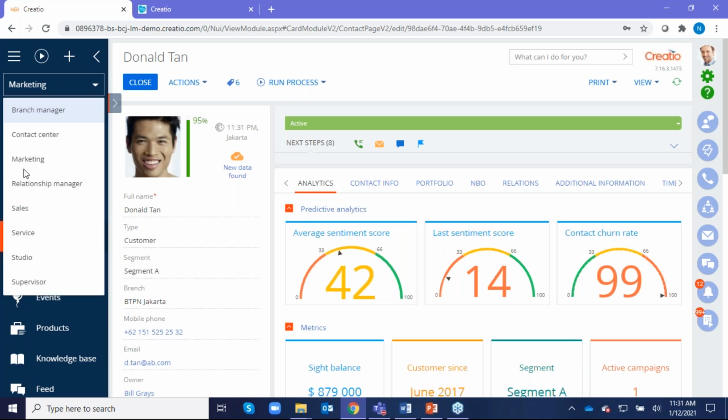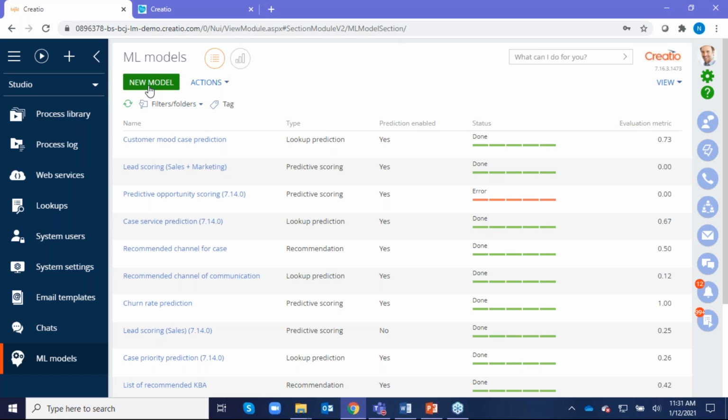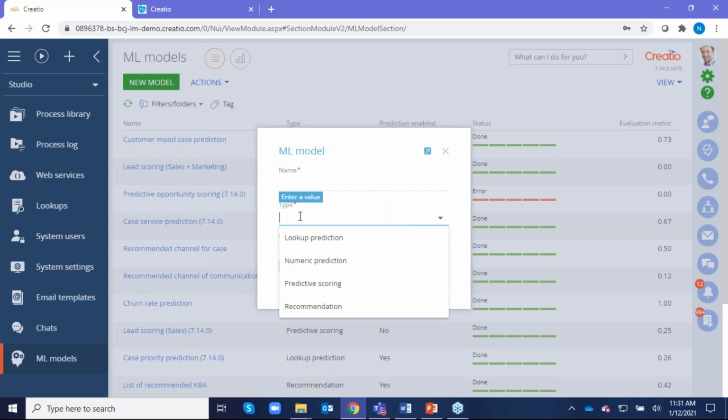Now, from an AI perspective, we provide machine learning models. And for people who are not familiar with machine learning models, there are 4 kinds of predictions that we can do inside of Creatio as of the latest version. Number 1 is the lookup prediction, which simply means determining who is the best person, for example, to work on a given lead. It could be from a list of selections. What is the best product? That could also be a lookup. Anything that can be selected from a list would be considered a lookup prediction. So the use case would be the best person to follow up on a lead, or the best agent to work on a customer service case. Those are all lookup predictions.